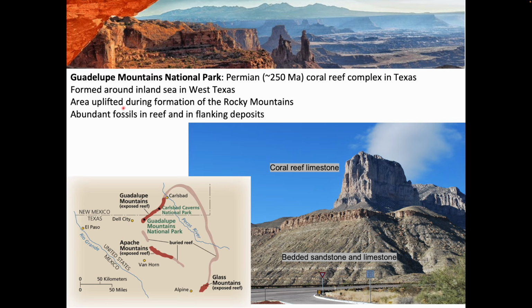The area was later uplifted during the formation of the Rocky Mountains, which took all of those buried corals and uplifted them into a mountain range. The actual mountain range has this very steep cliff, which represents the ancient edge of that coral reef. This is solid limestone, absolutely riddled with coral fossils.